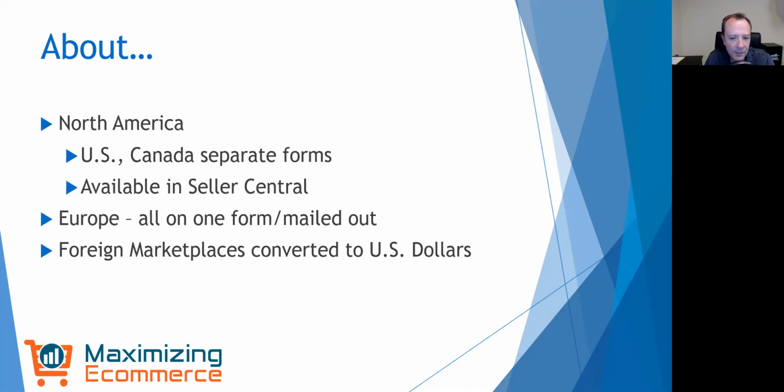And in Europe, all marketplaces are going to be on one 1099 form, and they get mailed out. So if for whatever reason you don't have it, I would go into your Seller Central and put in a trouble ticket. If you think you did at least $20,000 combined sales in Europe, you're going to get one 1099. And one thing to keep in mind, for foreign marketplaces, the nice thing is they've converted it all to US dollars. So just make sure to compare when you're looking at your books.